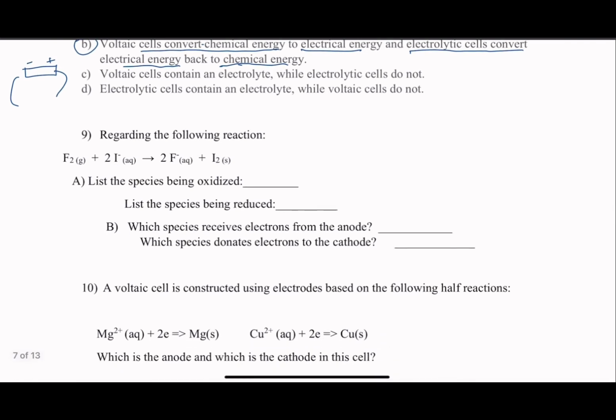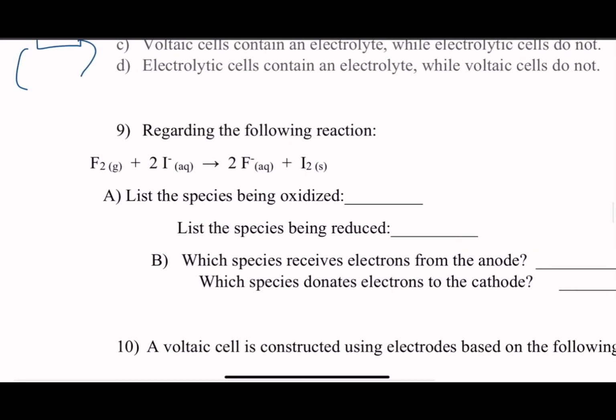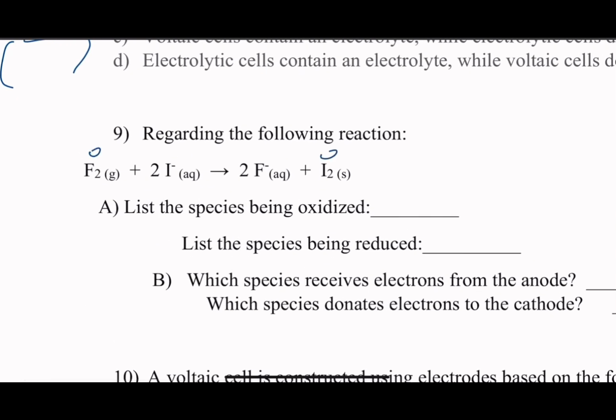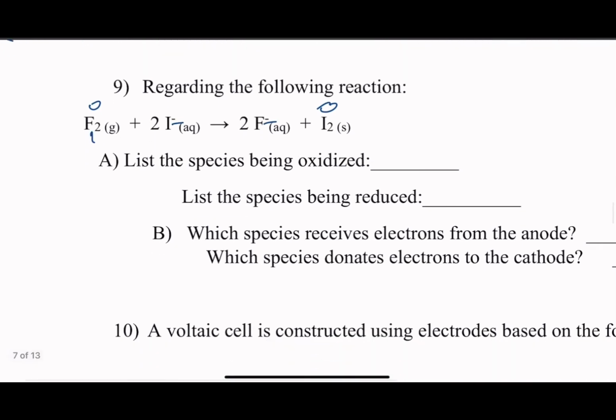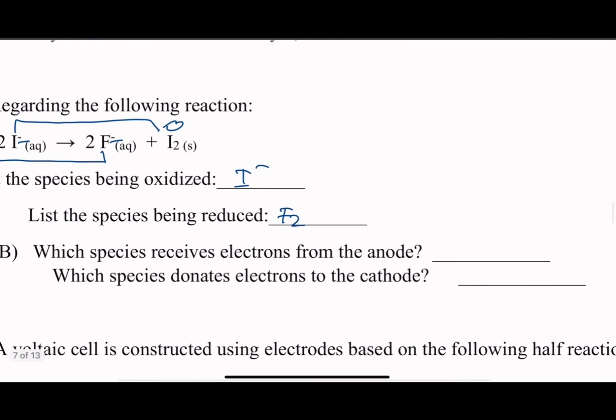Here it's asking about the following reaction: list the species being oxidized. As soon as you see this question, you put your oxidation numbers. We got 0 and 0 here, and we got -1 and -1. So we know that fluorine went from 0 to -1, so fluorine got reduced. Iodine went from -1 to 0, so it got oxidized. If we write the half reactions, for iodine, it goes to 0 and you leave out 1 electron. And for reduction, fluorine went from 0 to -1, it received 1 electron. So it gained electron, it lost electron.